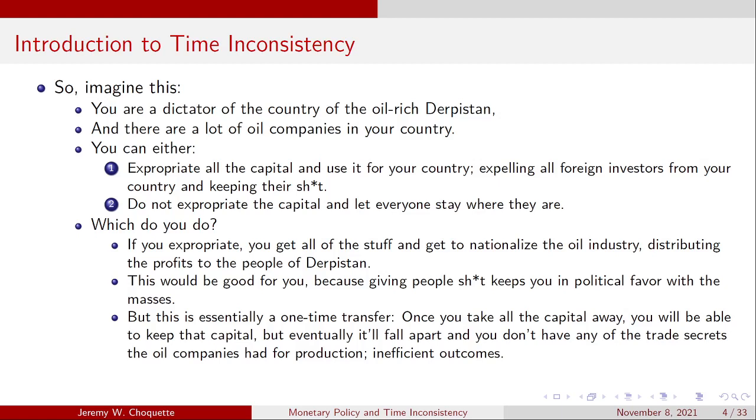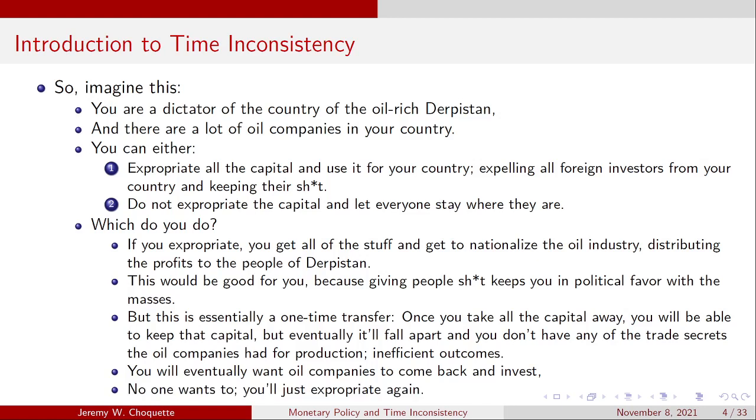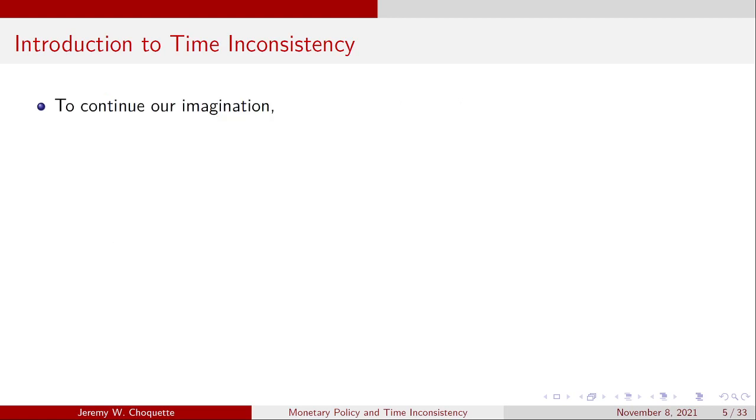So, this is essentially like a one-time transfer. Once you take all the capital away, you'll be able to keep the capital, but eventually it falls apart. You don't really have the trade secrets that these oil companies have for production. It can lead to some relatively inefficient outcomes. You eventually want the oil companies to come back and reinvest, but no one's going to want to. I mean, why would they, right? You're just going to take all their stuff again.